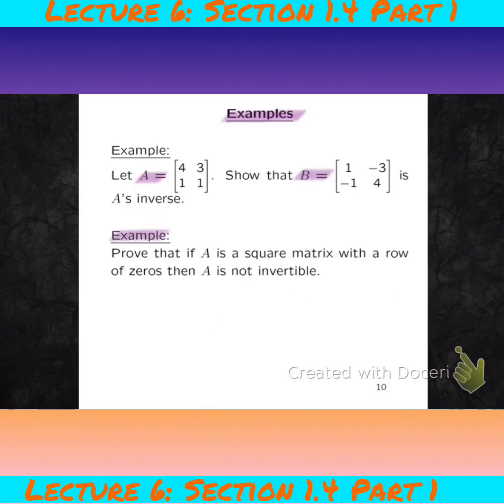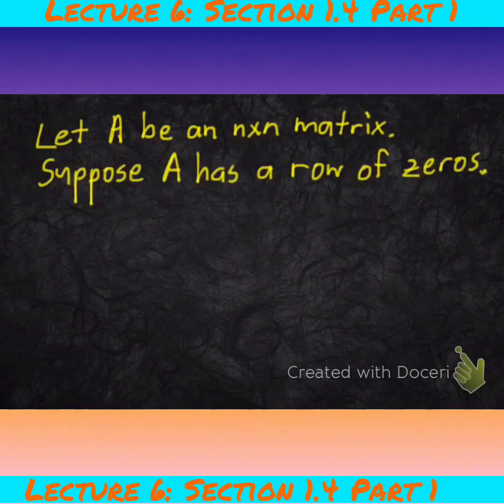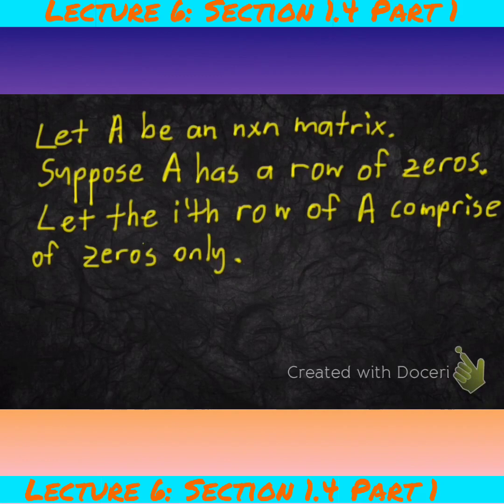Okay, next up is another example. Here they ask us, prove that if A is a square matrix with a row of zeros, then A cannot be inverted. Okay, let A be an n by n matrix, and let's say A has a row of zeros. So, for argument's sake, let the ith row of A comprise of zeros only.